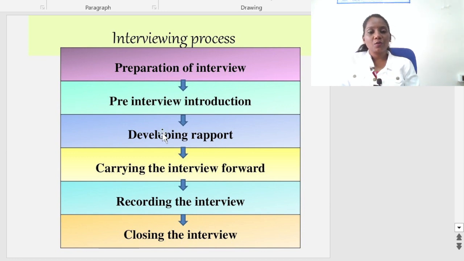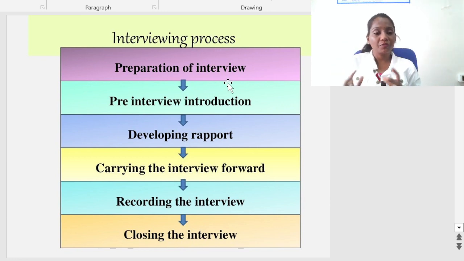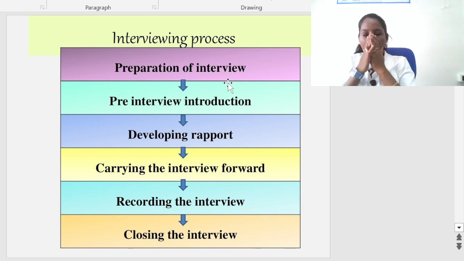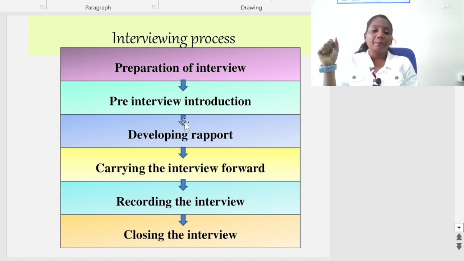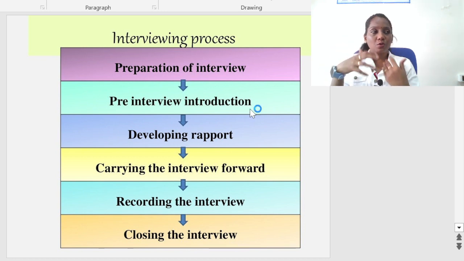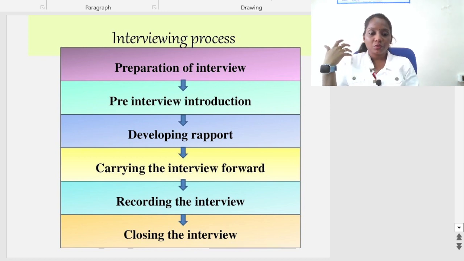And interviewing process. What are the steps involved in the interviewing process? So, preparation of interview. First thing, what questions we need to ask, for which people, and what kind of interview it is, whether it is a semi-structured, structured, or in-depth interview. So that's where the interviewer should make some preparations. So preparation for interview, and pre-interview introduction, that you are so and so, introducing themselves. That's very important.